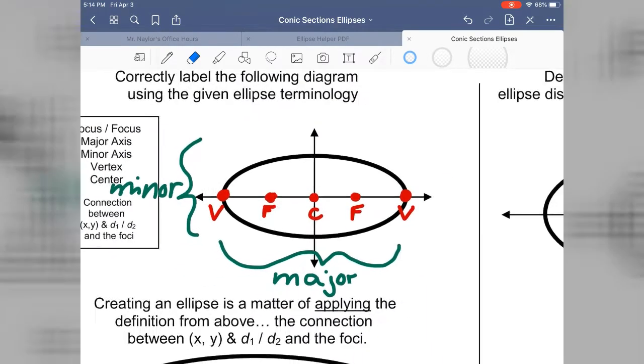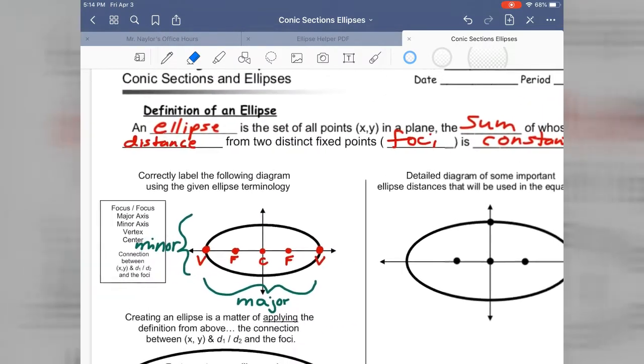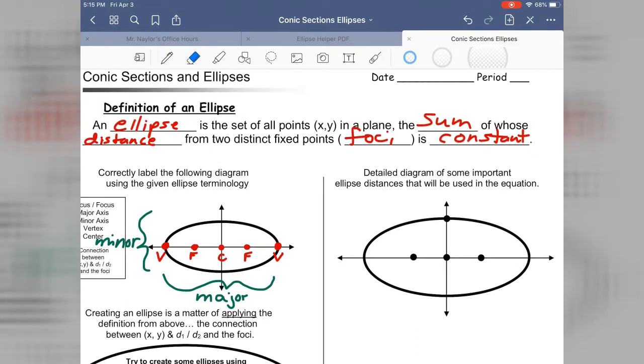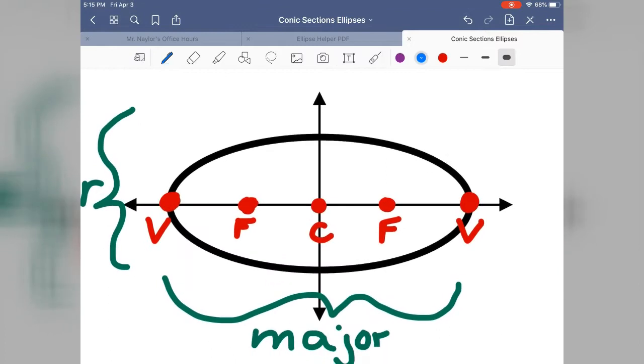Now, the definition of an ellipse is that it is the set of all points (x, y) in a plane, the sum of whose distances from two distinct points, the foci, is constant. Say what? Well, sometimes we forget that an ellipse really is these points, the points that are actually on the graph. They're not the same distance from a foci, but the sum of these distances is constant.